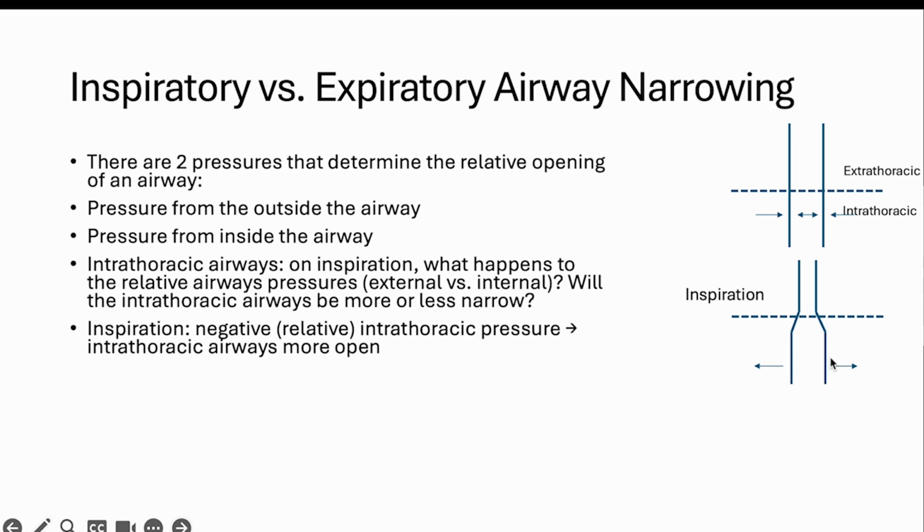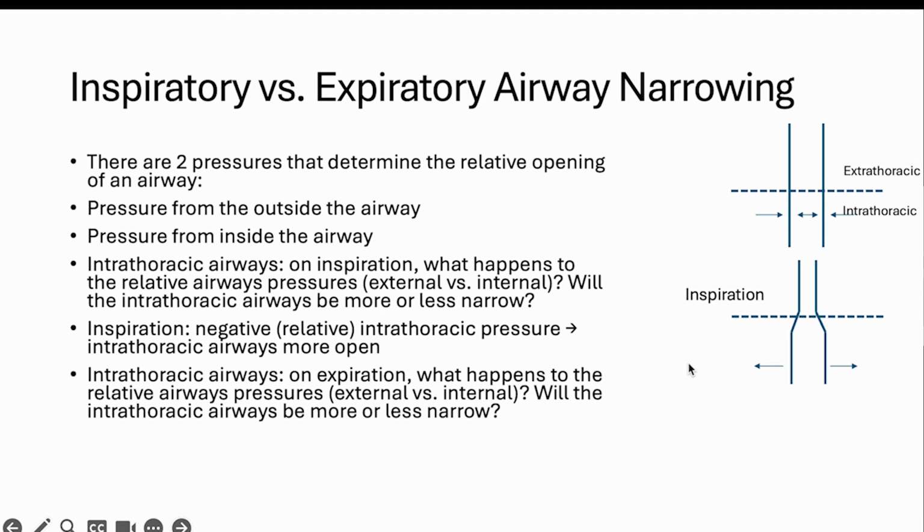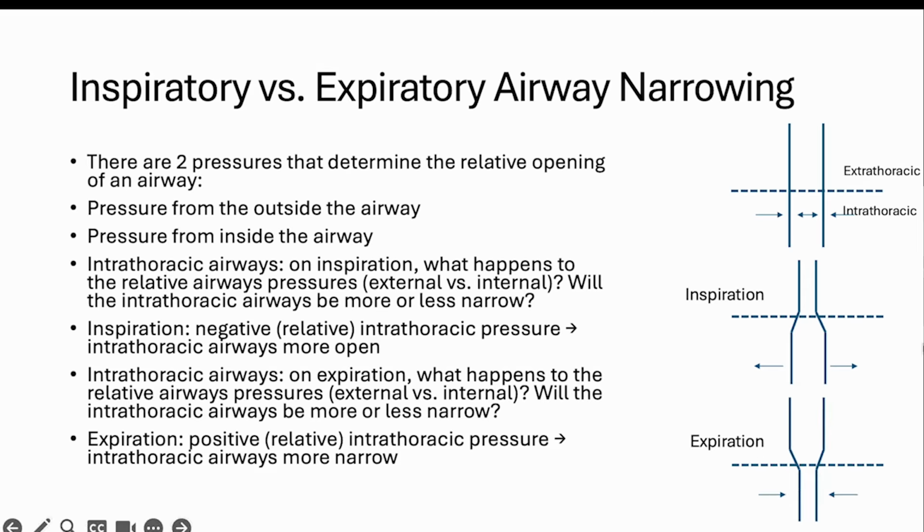You're kind of pulling open these walls, and relatively speaking, because the pressure here is going to be more negative, you're going to have more of the air particles move in here, which means there's going to be higher pressure relatively on the outside, and you're going to have relatively more of a collapse in the extrathoracic part on inspiration. And then for intrathoracic airways on expiration, what's going to happen is basically the opposite.